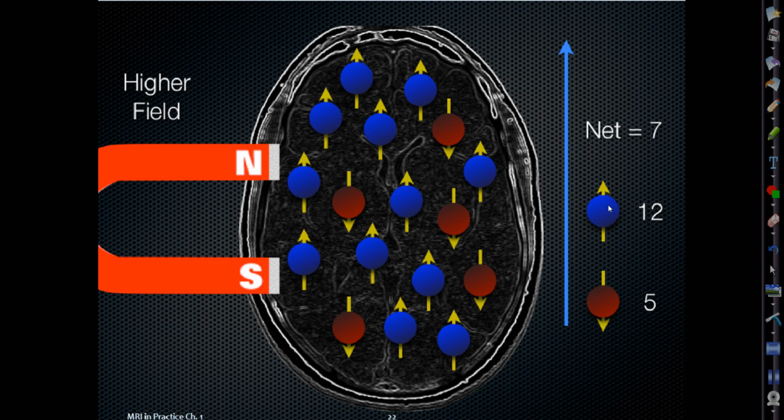But as we have an abundance of low energy spins, you get what we call the cancellation factor, where you cancel out 5 here and 5 here. So then that knocks it down to just 7 blue up. But those 7 little vectors add up to create the net magnetic vector.